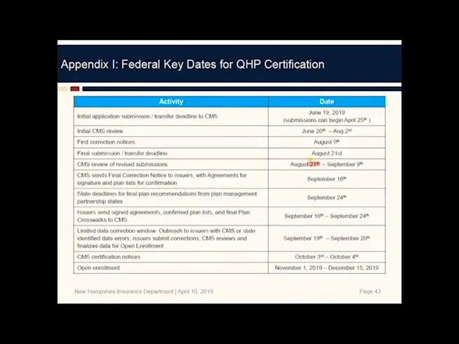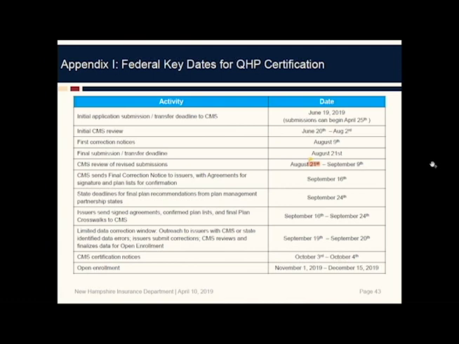Thank you, Ingrid. We're now looking at Appendix 1 on slide 43. The initial application submission and transfer deadline to CMS is June 19th. The initial CMS review is between June 20th and August 2nd. The first correction notices are on August 9th. The final submission and transfer deadline to CMS is on August 21st. CMS review of revised submissions is between August 21st and September 9th.